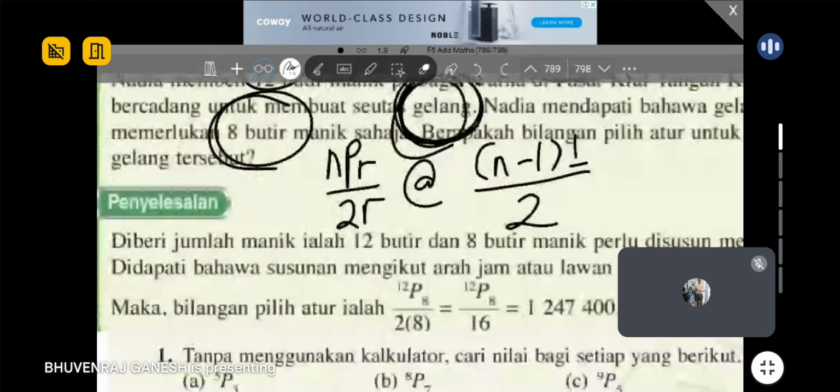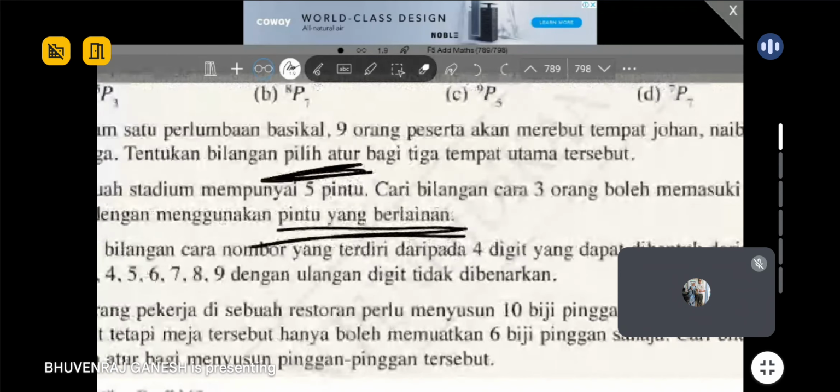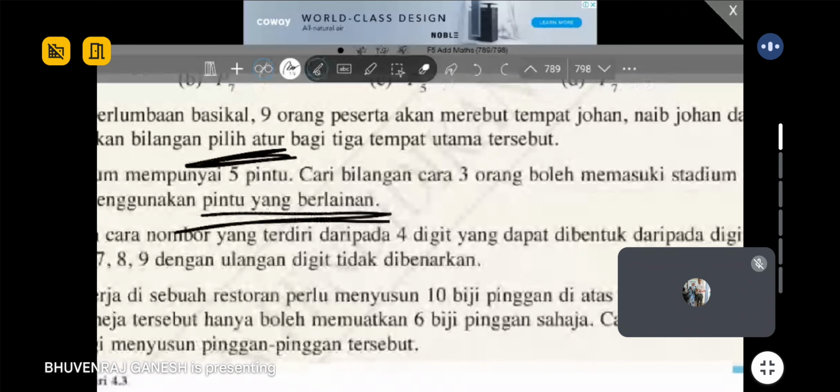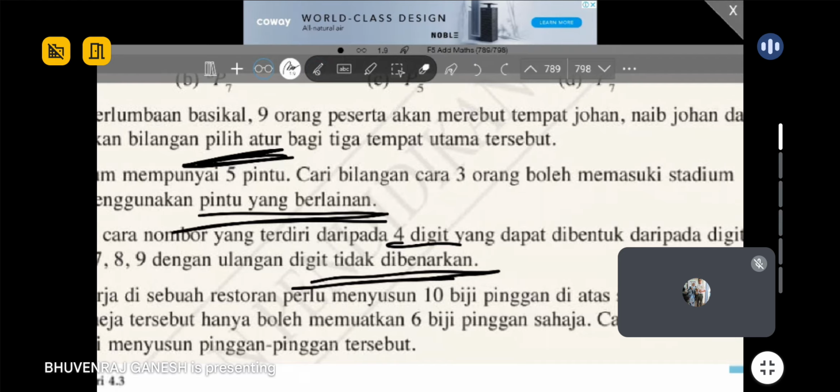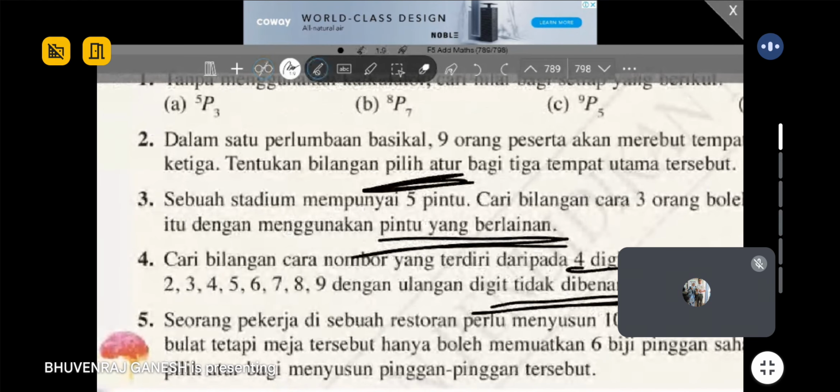Okay, so we see question number 4. This one more interesting. They want you to form a 4-digit number, guys, without repetition, tanpa pengulangan, from all these digits. So how should I do this, guys? Remember, guys, just now I said, tanpa pengulangan means which formula I can use.